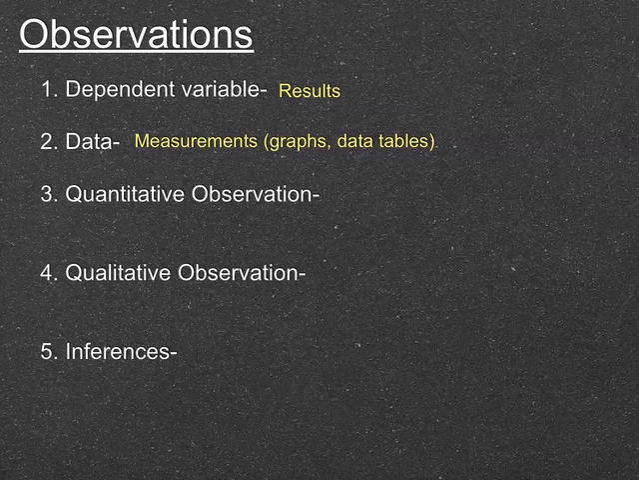We also divide observations into two subgroups, quantitative and qualitative observations. Have you guys heard of these? You can guess by the words themselves. Quantitative observations, what word does that look like? Quantity. Quantitative observations always include a number. They're measured and they have a number with them.